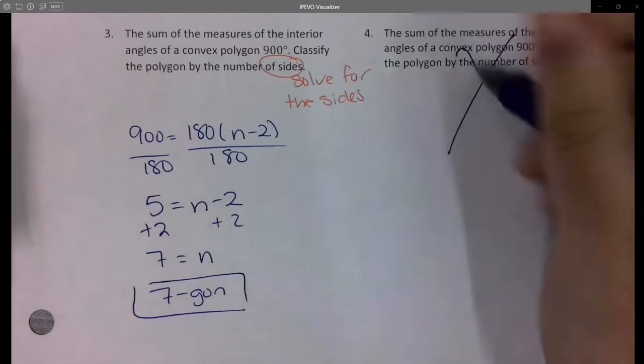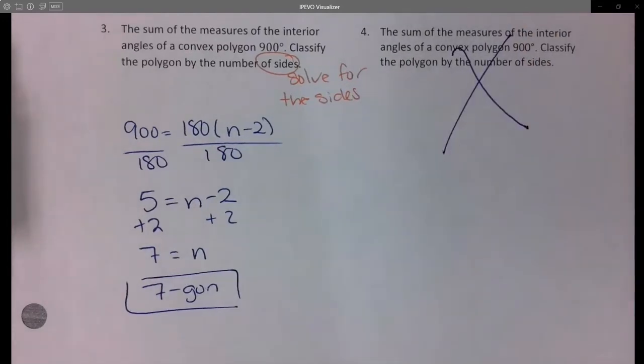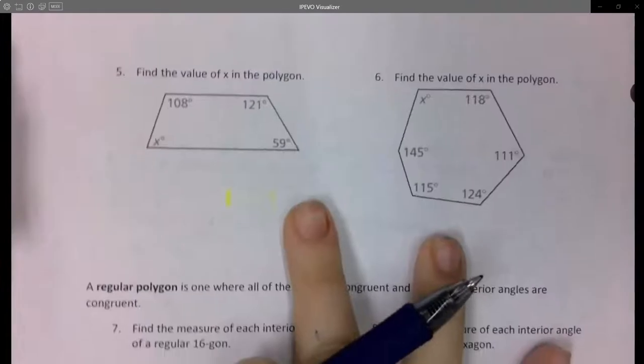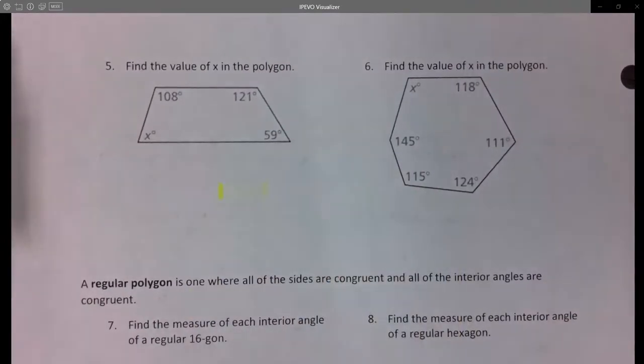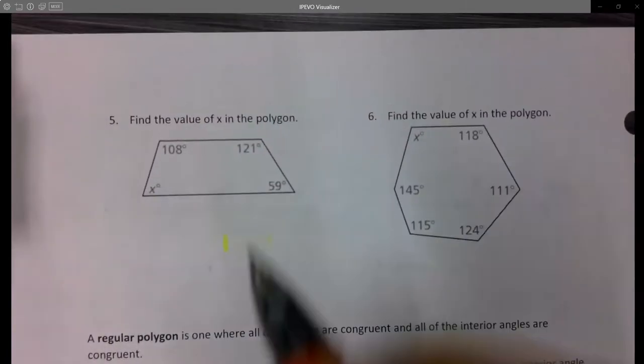Number 4, I accidentally have the same thing twice, so we're not going to do that. Okay, then I'm going to move on to the back side. I want to find the value of x in the polygon. So what I first want to do here is find the total sum of the angles.